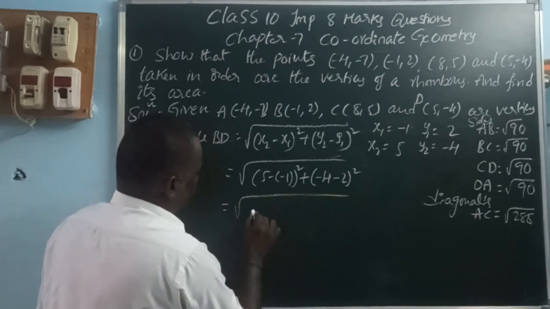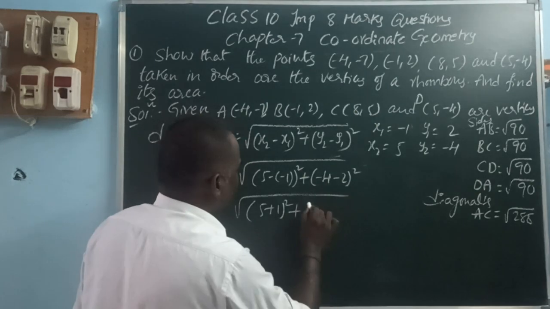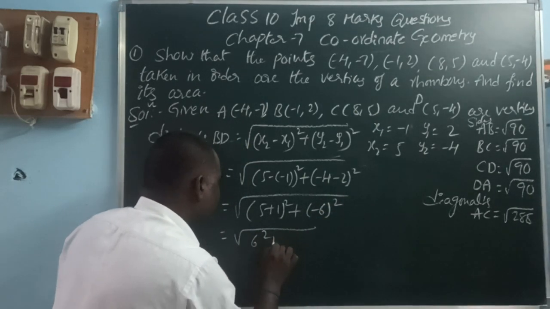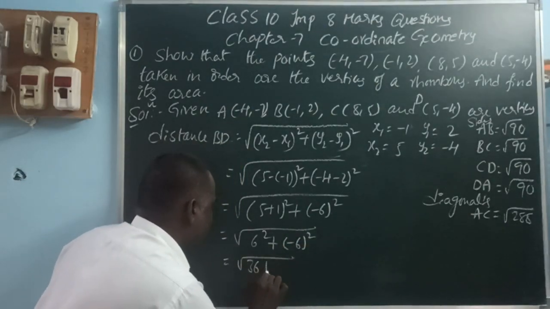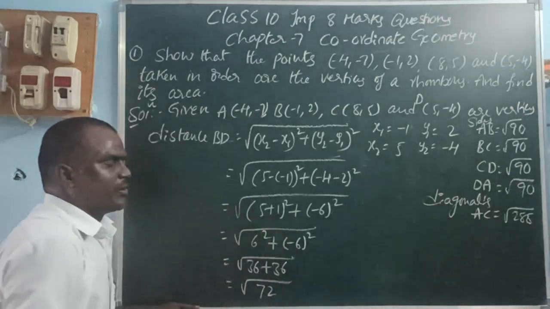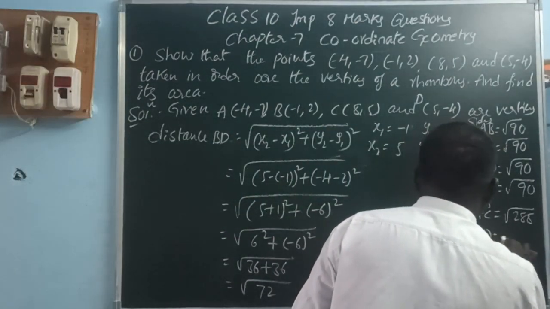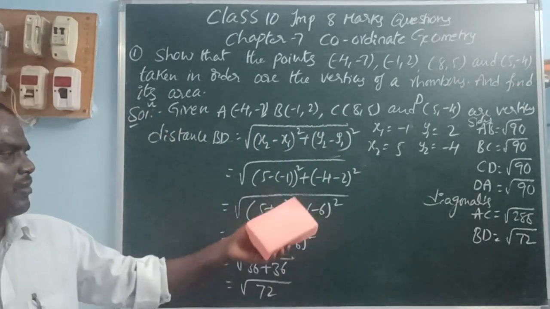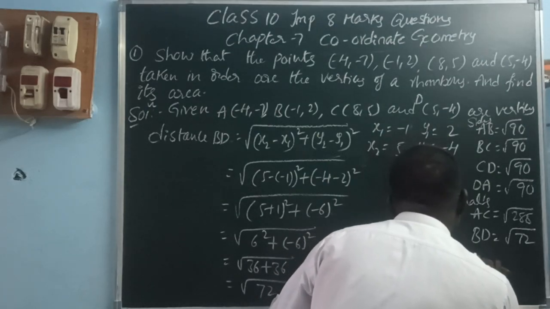So square root of 5 plus 1 whole square, minus 4 minus 2, minus 6 whole square. So 5 plus 1, 6 square, minus 6 square. So 6 square 36, minus 6 whole square 36. So 36 plus 36, square root 72. So the length of the diagonal BD is how much? Square root 72. So here adjacent sides are equal, diagonals are not equal. So therefore ABCD is a rhombus.